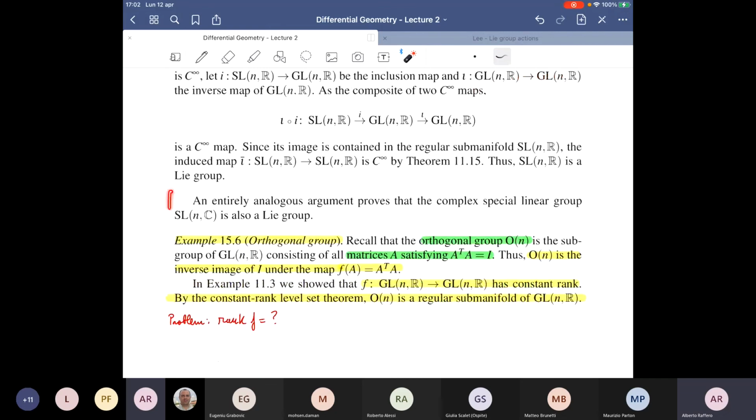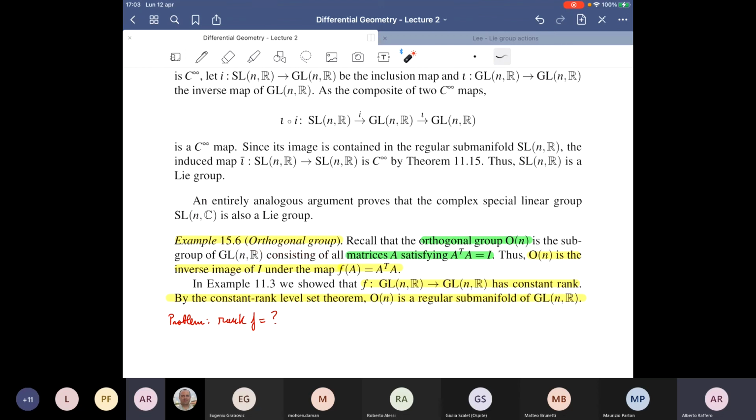And as this tells you, of course, you can apply this also for the special linear group when you consider complex matrices instead of real matrices. Another nice example that you probably discussed last time involves the so-called orthogonal group.